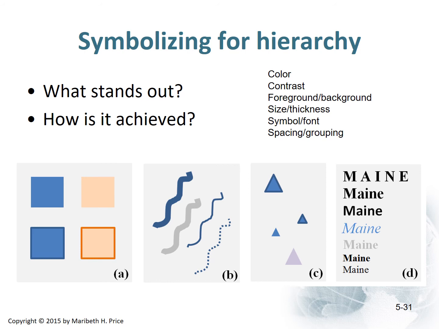If you look at A, the contrast between the light orange and the dark orange in the bottom right box is more pronounced than the contrast between the dark blue and the medium blue. When you look at B, the thicknesses of the lines and the texture, the dotted line versus solid line, they all really jump out. Same way with the other boxes. There are some elements there of color, contrast, foreground, size, spacing, symbols, fonts that all make one or the other more prominent.